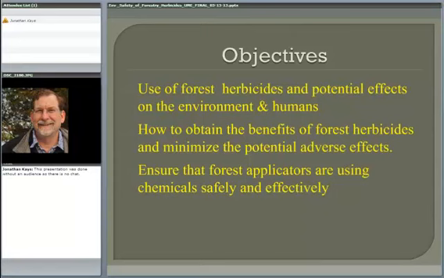Much of the need for this program has come because with the influx of a lot of invasive species, we're finding that the use of forest herbicides is really essential in order to have any type of really serious impact on invasive species. So people are asking a lot of questions and are very concerned about the different effects on the environment and humans. So we're going to cover a lot of those things here today, and I think you'll get a lot of those questions answered.